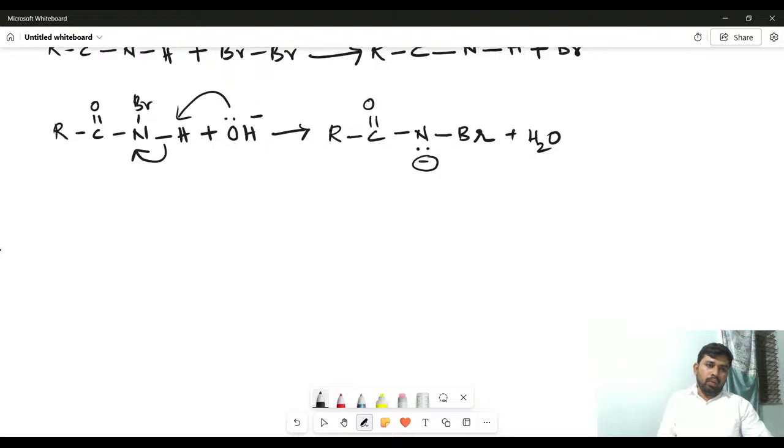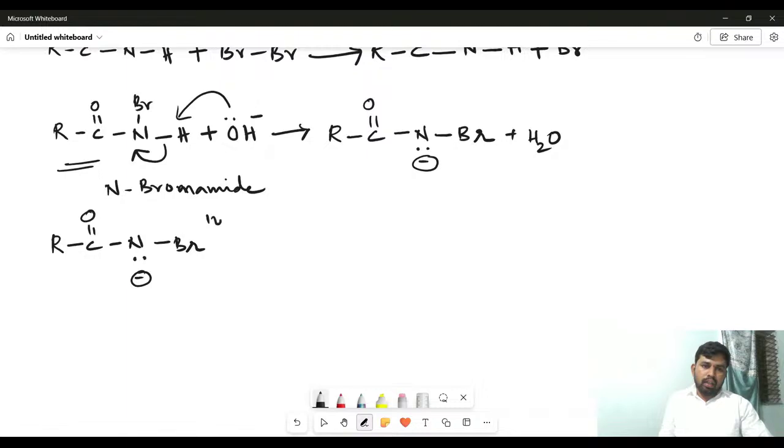Okay. Now come to our reactant again: RC double bond O, and here nitrogen having a negative charge. Just remember, negative charge on nitrogen, and this one is called N-bromamide ion. This is what we call the degradation of bromamide.